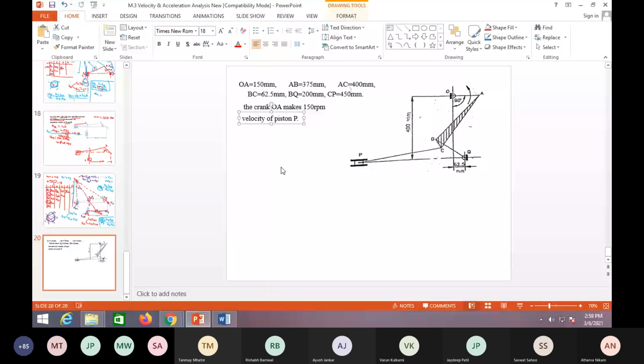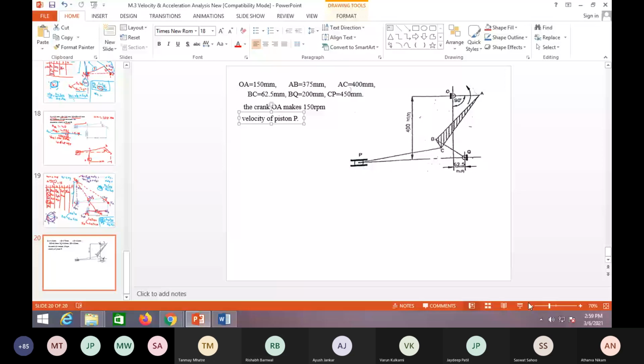OA is given here 150, AB 375, AC, BC 5, BQ 200. Crank OA makes 150 RPM. Speed of OA is given and it is rotated in anti-clockwise direction. Velocity of piston P. Okay. फिगर दिख रहा है ना सबको? Yes.